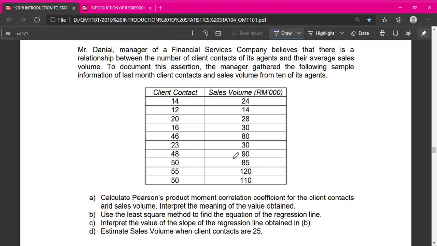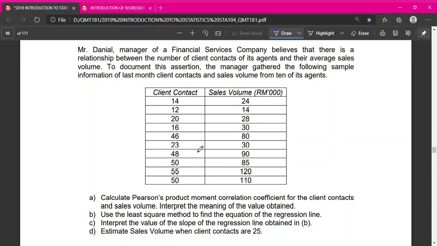Mr. Daniel, manager of the financial service company, believed that there is a relationship between the number of client contacts of its agents and their average sales volume. To document this assertion, the manager gathered the following sample information of last month's client contact and sales volume from 10 of its agents.